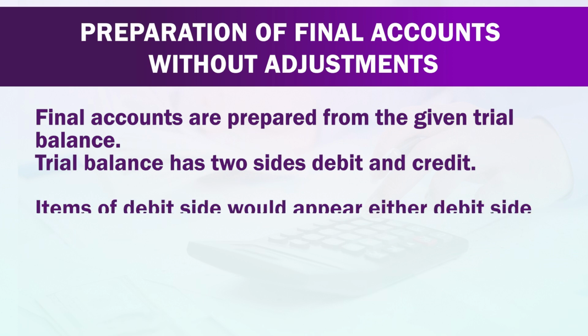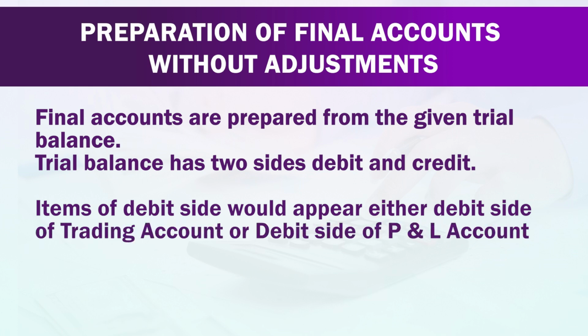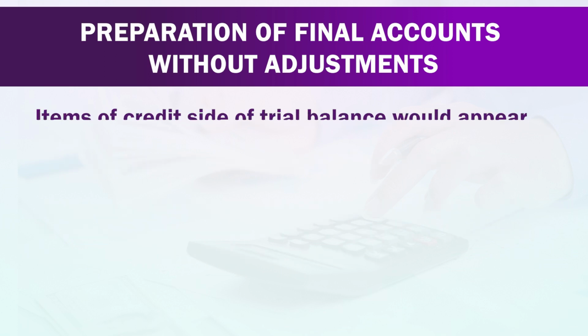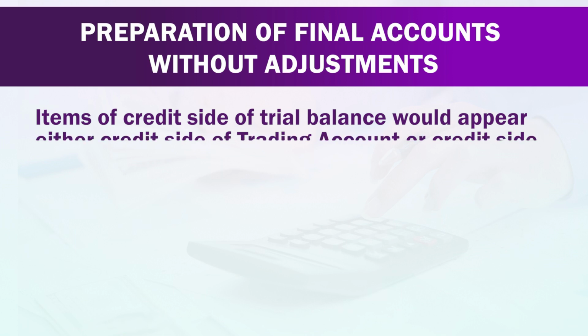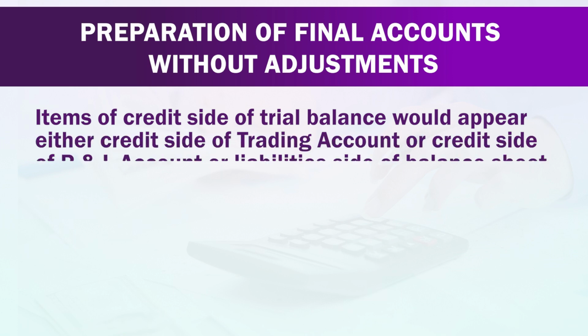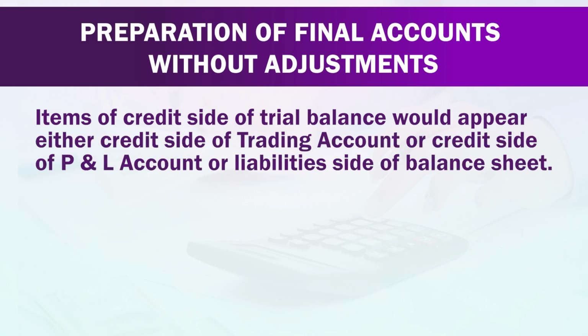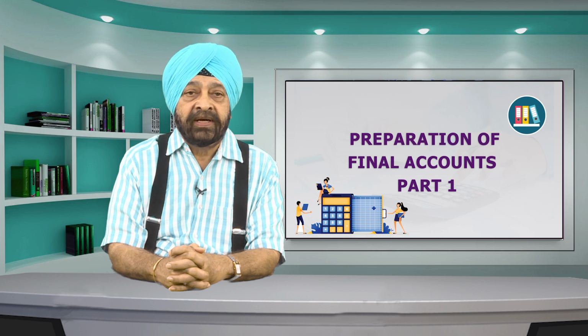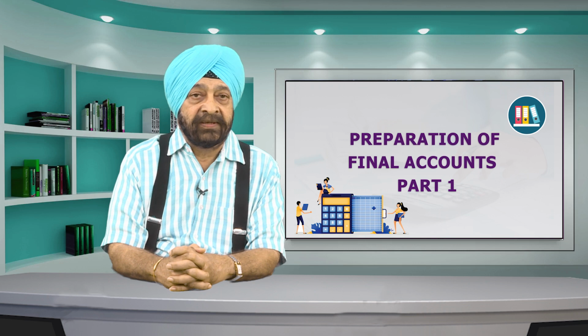Items of debit side would appear either on debit side of trading account or debit side of profit and loss account or asset side of balance sheet, while items of credit side of trial balance would appear either on credit side of trading account or credit side of profit and loss account or liability side of balance sheet. Friends, note over here, all direct costs would appear on debit side of trading account, all indirect costs would appear on debit side of P&L account, and assets would appear on balance sheet asset side.